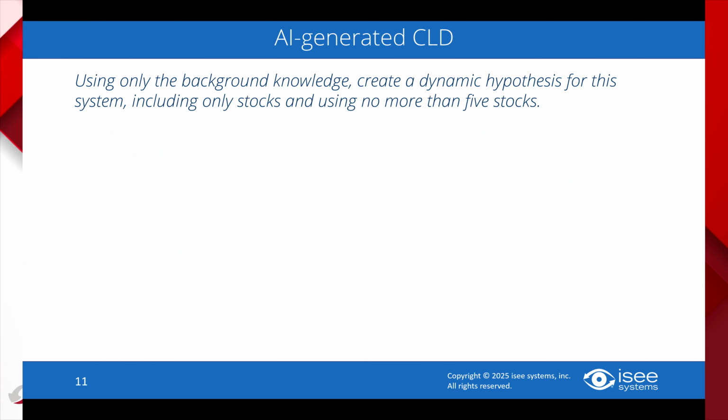So I did this using only the background knowledge, which is just that link to the article, and the problem statement, of course. Create a dynamic hypothesis for the system, including only stocks and using no more than 5 stocks, because I want a dynamic hypothesis and that should just be stocks. And 5 is actually a big number for a dynamic hypothesis. In any case, it gave me 4.